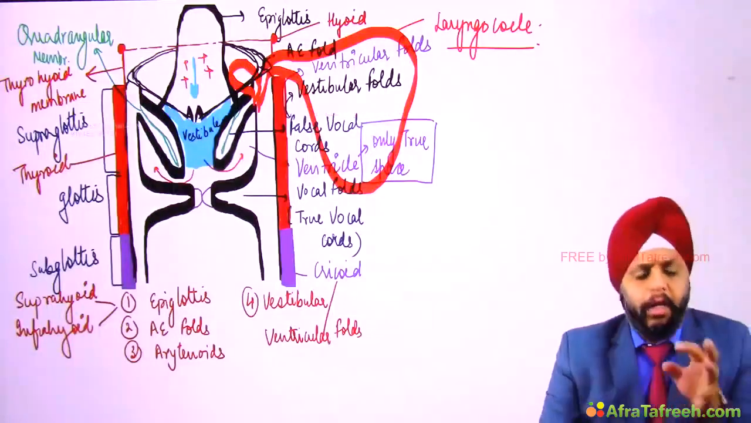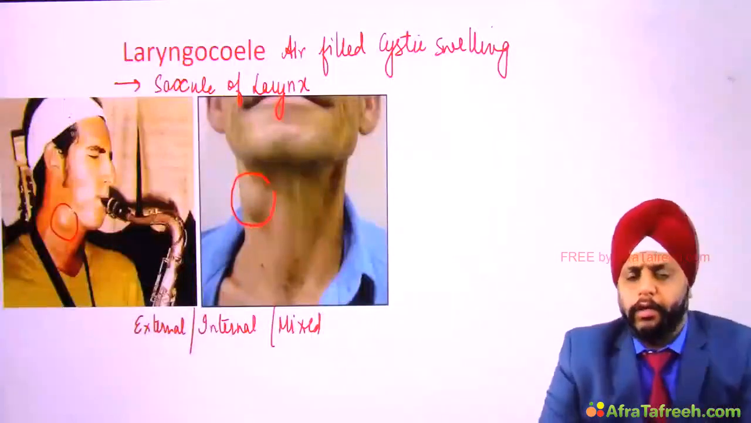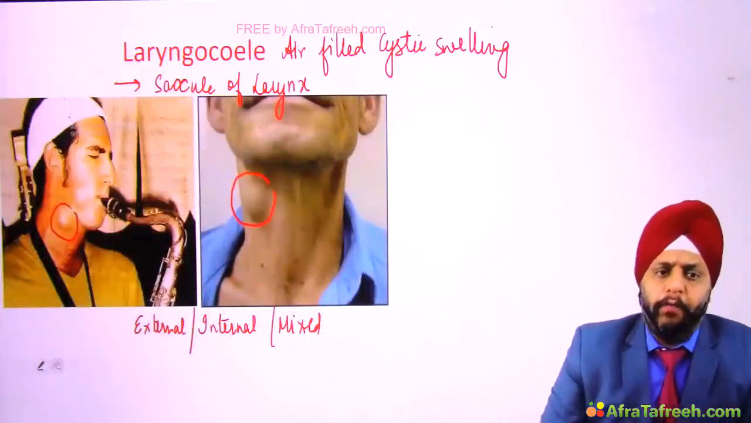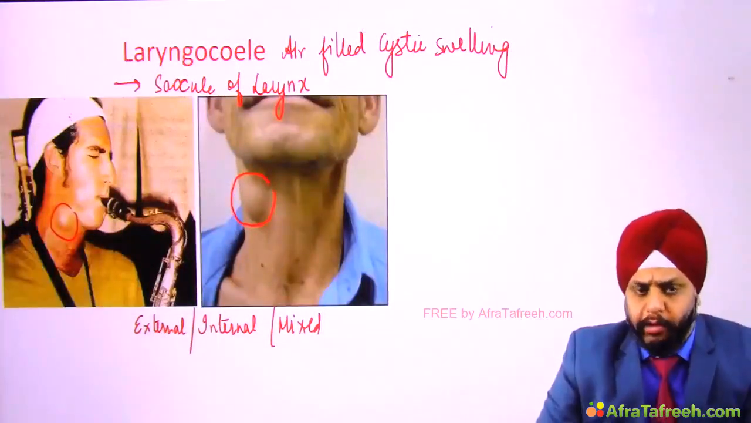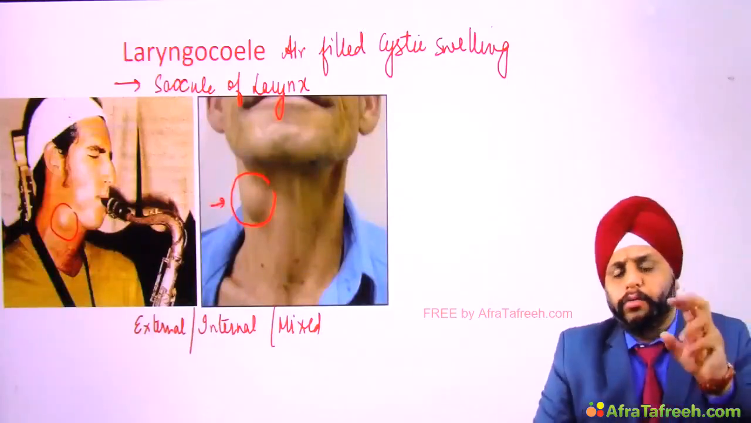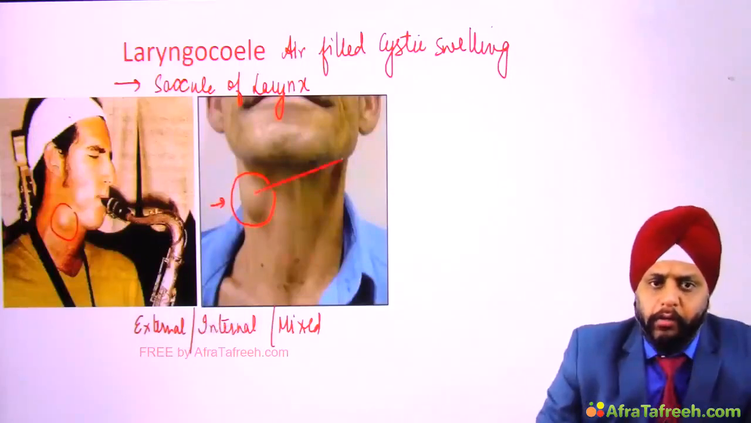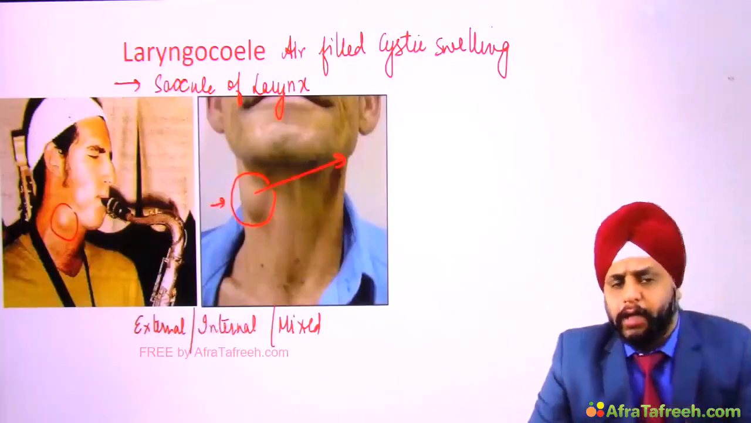Now, how will a laryngocele present? You see, it's an air-filled cystic swelling, so the swelling will be visible, right? Now, when we press this swelling, what will happen? When you press this swelling, it will reduce in size. It's an air-filled swelling, and what will happen to the air? The air will escape away.